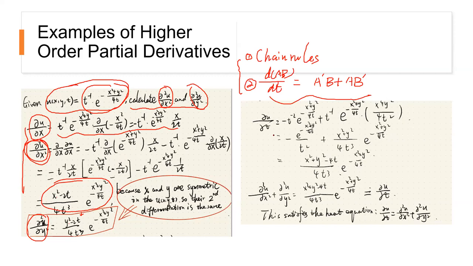And partial U, partial T. This is very simple, so its answer is here. Finally, you can add them together and get this answer. And finally, you find it is equal to partial U, partial T. And I can tell you, this satisfies the heat equation in physics.